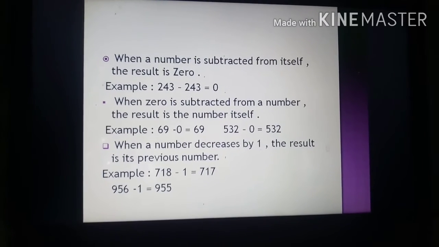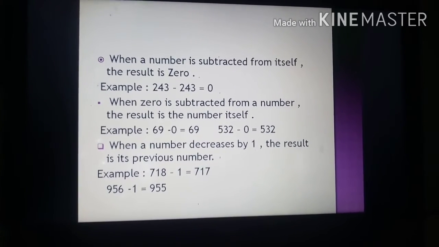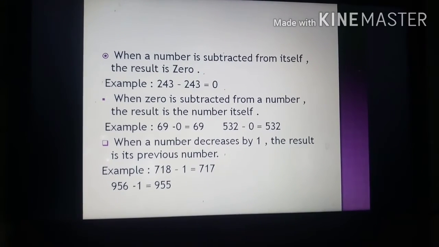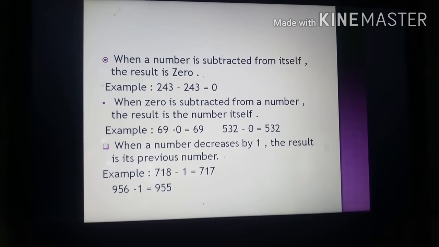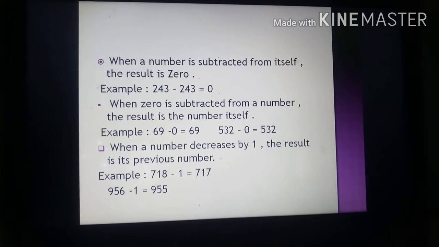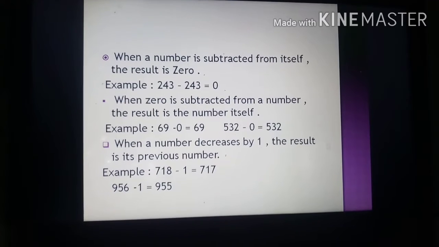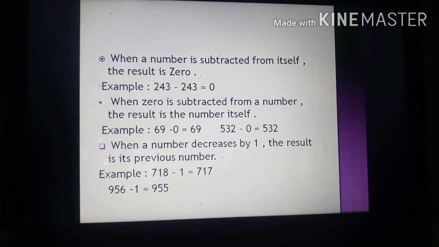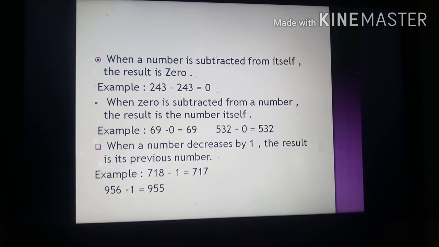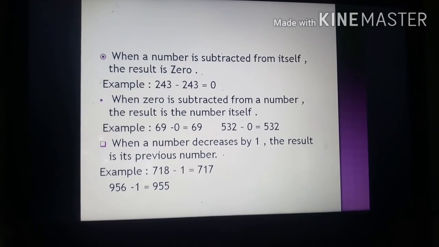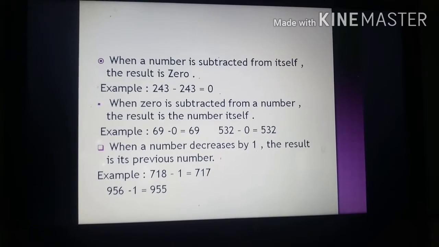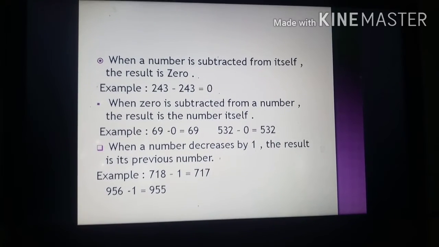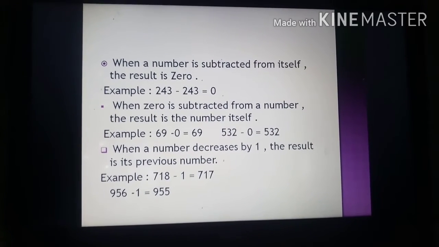Let's know about subtraction more. There are different rules when we have to start subtraction. The first rule is when a number is subtracted from itself, the result will be 0. For example, if we subtract 243 from 243, the answer will be 0.